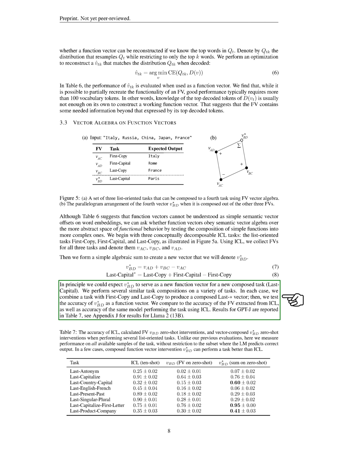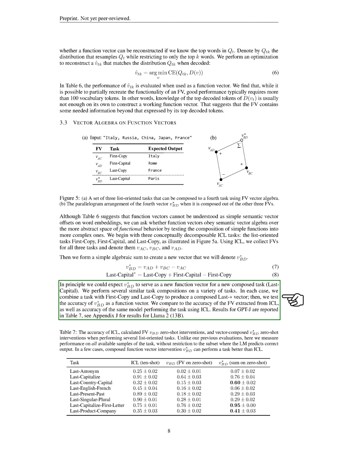In each case, we merge a task with first copy and last copy to create a combined last asterisk vector. We then test the accuracy of v_BD as a function vector. We compare this to the accuracy of the FV extracted from ICL, as well as the accuracy of the same model performing the task using ICL.